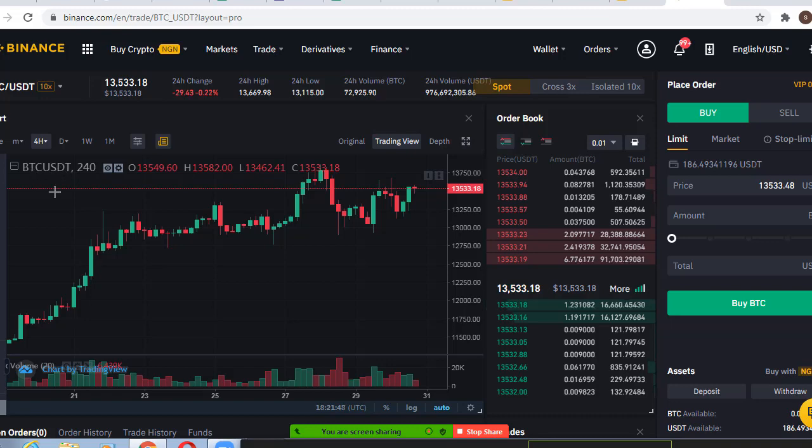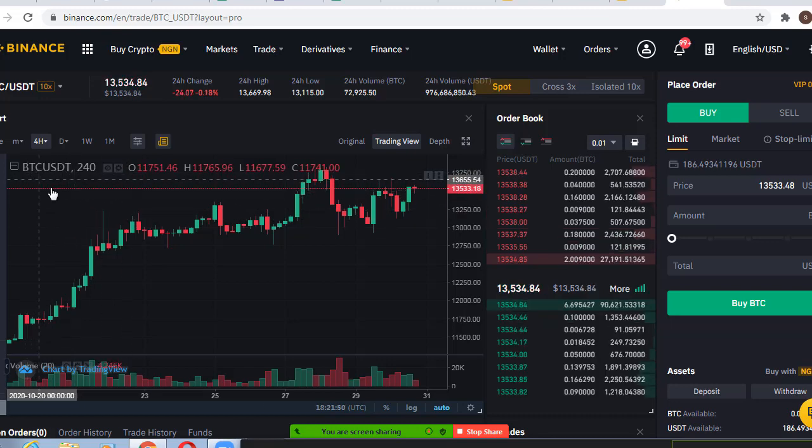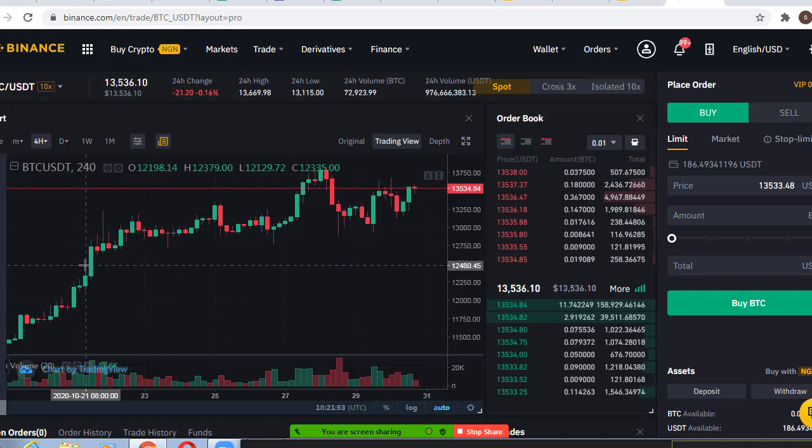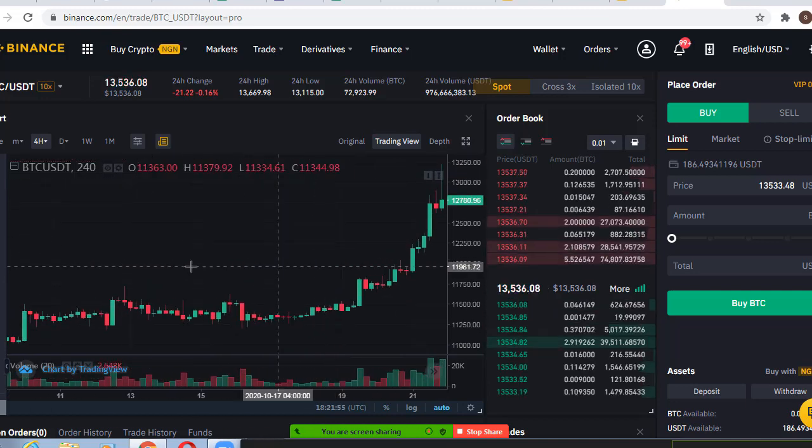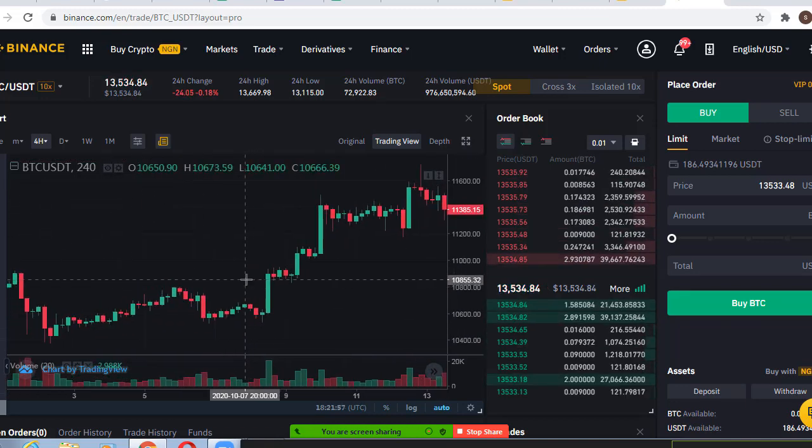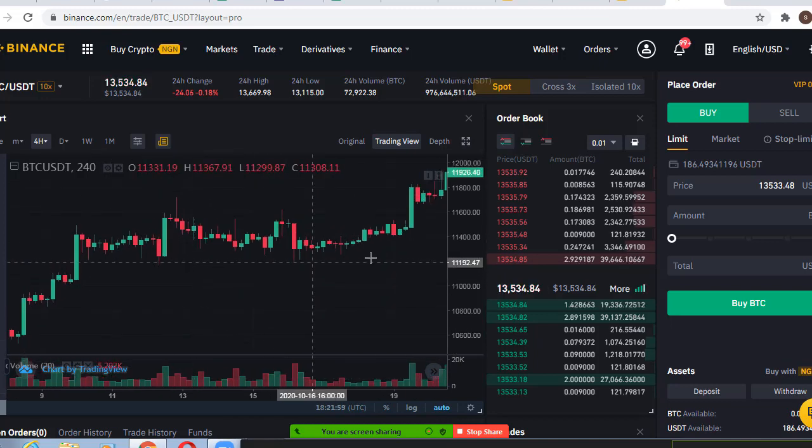All right, then we have BTC. So this is the BTC USDT market. Okay, and this is the historical price action. This is what price has done before now.